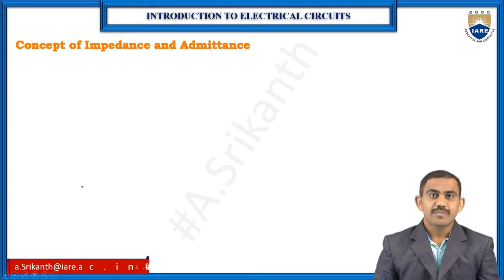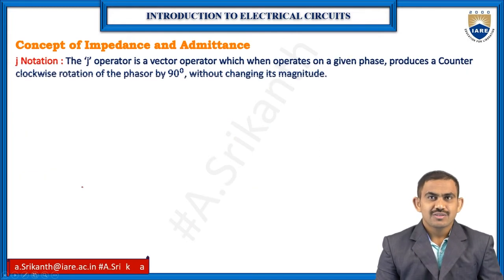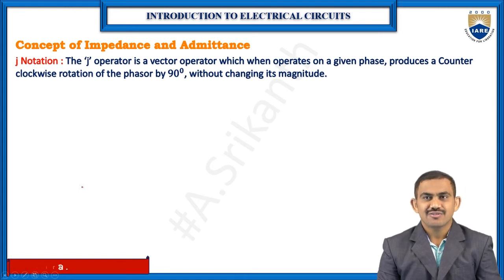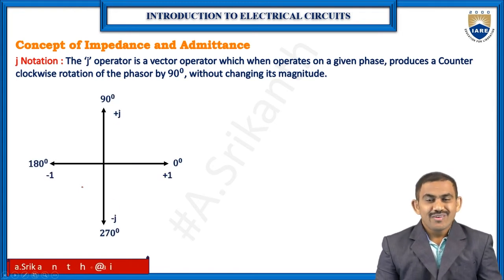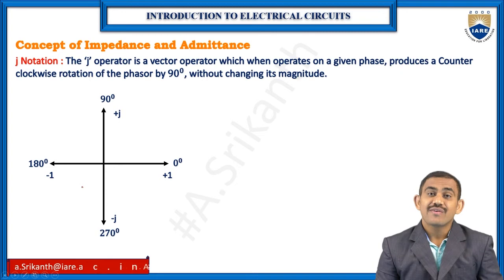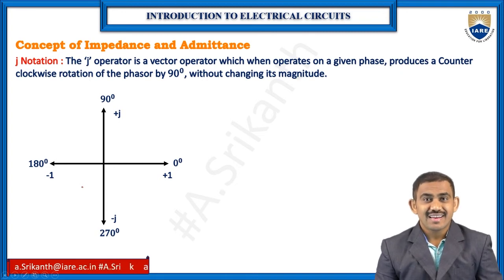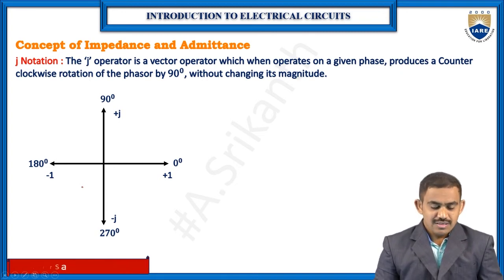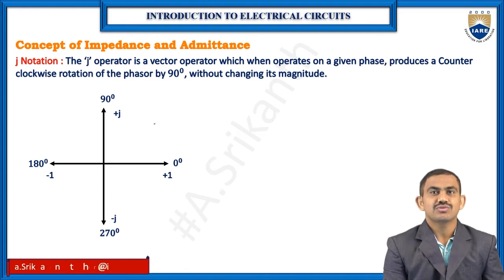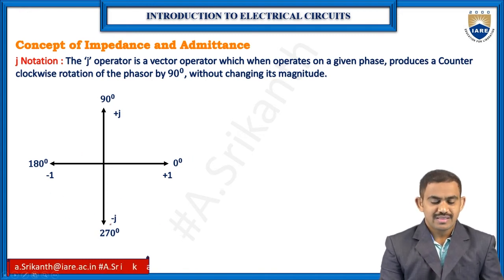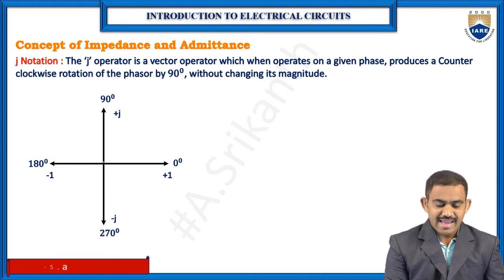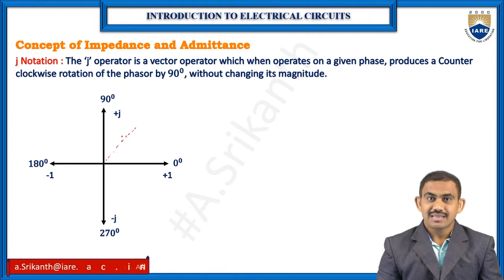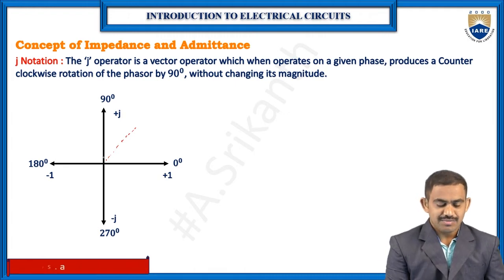Moving to one more topic, that is J notation. Why do you require the J notation? For every angle we have some imaginary values. For every real value, we have some imaginary values. So here I have 0 to 360, I have 0, 90, 180 and 270. For this, suppose this is my phase angle. Already we discussed phase angles in the last videos. So this is my phase angle, some theta.